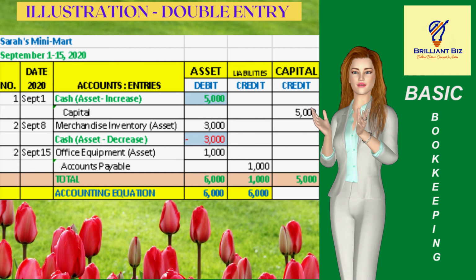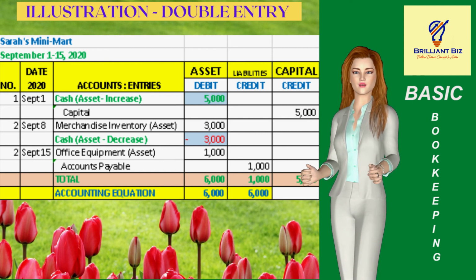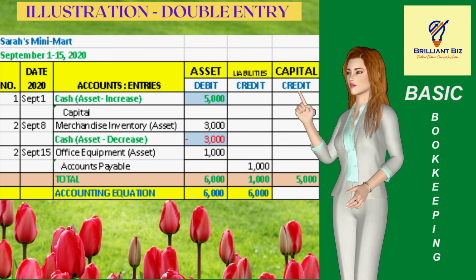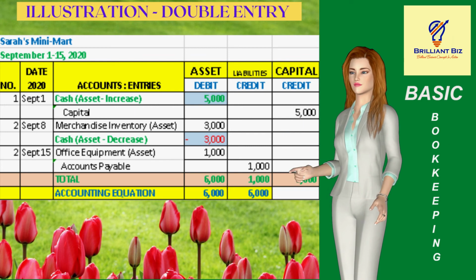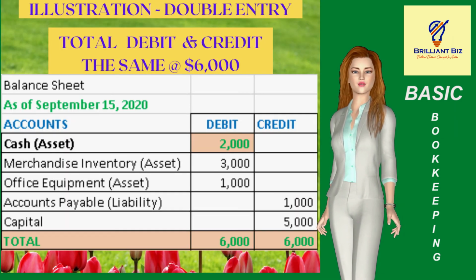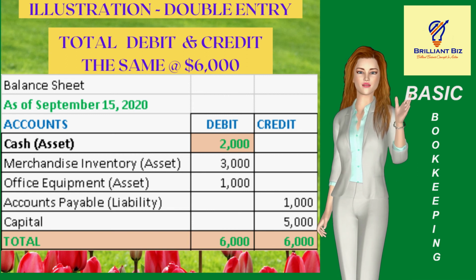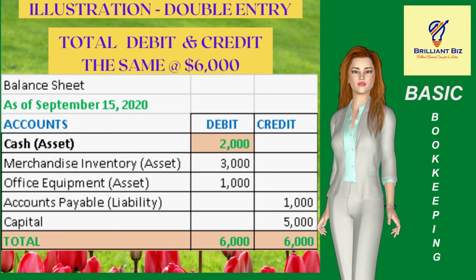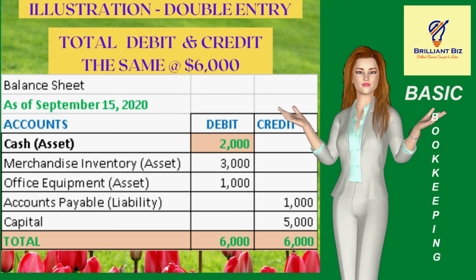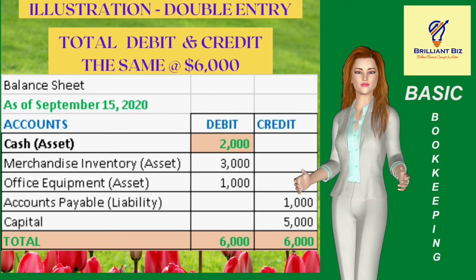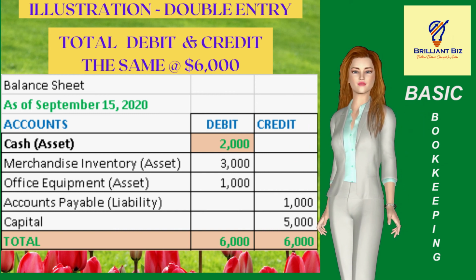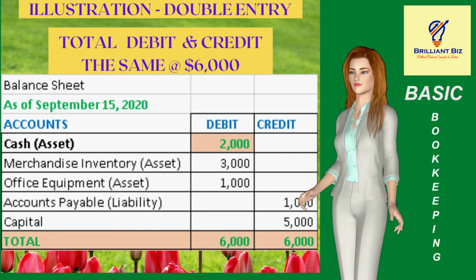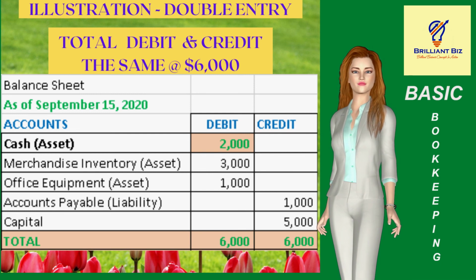The total of debit is $6,000, which is the sum of and is equal to the total credit, which is also $6,000, the sum of $1,000 liabilities and $5,000 capital. Again, take note that based on the same assumptions and entries, the balance sheet of Sarah's Mini Mart as of September 15, 2020 would look like this. Cash is $2,000, merchandise inventory $3,000, office equipment $1,000, so the total asset debit is $6,000. Credit accounts are accounts payable $1,000. Capital $5,000. Add the 2 credit accounts and we will arrive at total credit of $6,000.